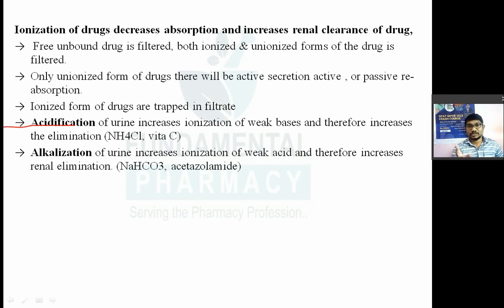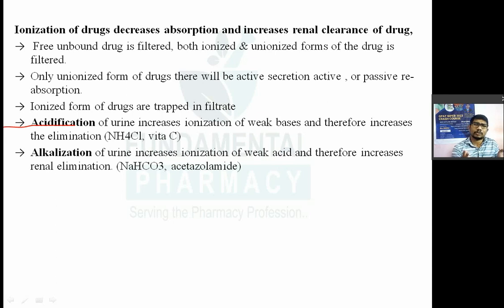सेकंड तरीका क्या होता है, so if you got a poisoning of basic drug or if you want to remove the basic drug from your body, so what you do, you have to decrease the pH of your urine. So that is known as acidification. Acidification means what? Decrease in the pH of anything, that is known as acidification. Acidification of urine means decrease in the pH of urine.